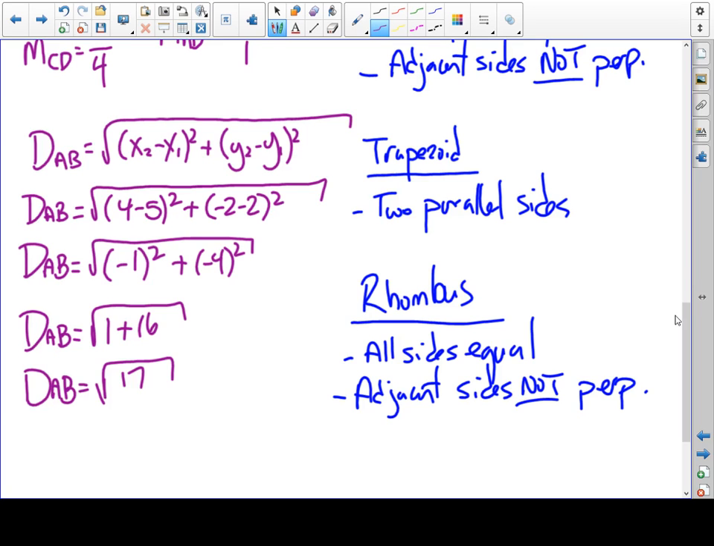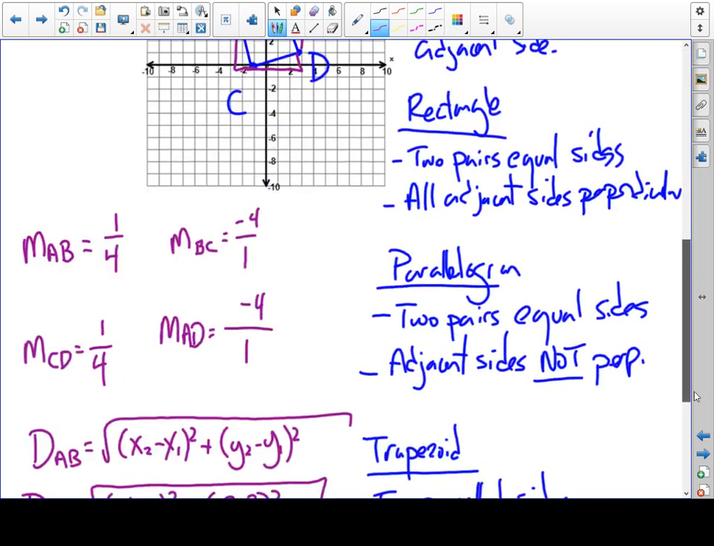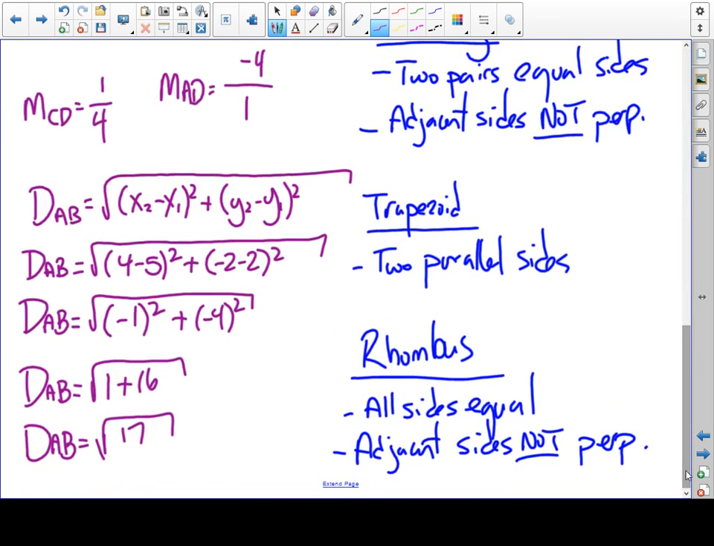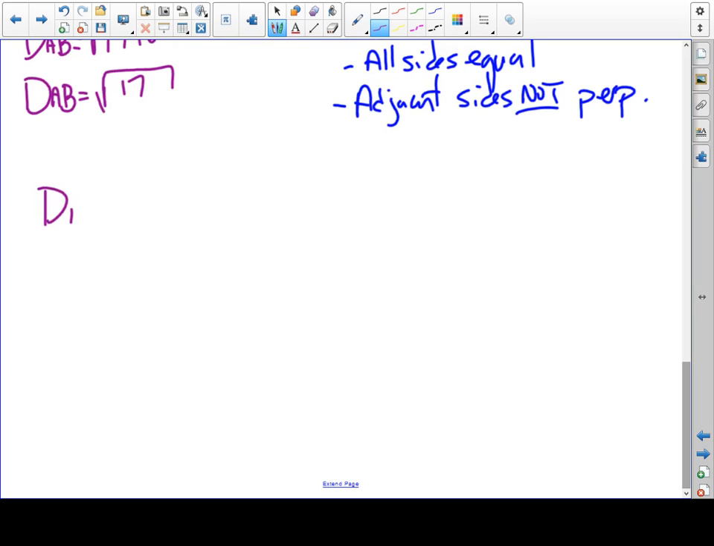I'll give you a second to finish writing that down, and then we're going to find 3 more distances, BC, CD, and AD. Go to the next page because it's blank. So now we're going to find the distance between B and C. And again, I'm going to write the formula down, because if I write it down a few times, I'm not going to forget it.